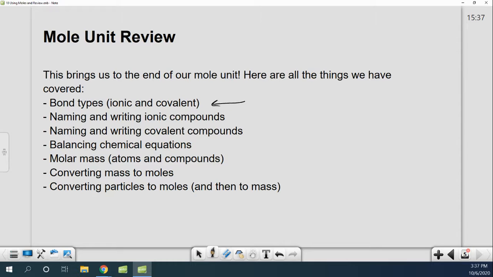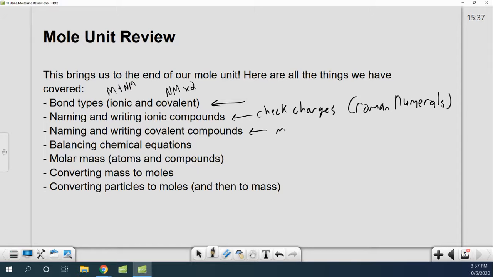We talked about bond types. You have to know what an ionic bond is, metal plus non-metal. You have to know what a covalent is, non-metals, non-metals together. We talked about naming and writing ionic compounds. Right? You got to check your charges. And you got to do Roman numerals if there's a transition metal. Naming and writing covalent compounds, where you need the mono-, di-, tri- prefixes. So if it's covalent, you use prefixes.